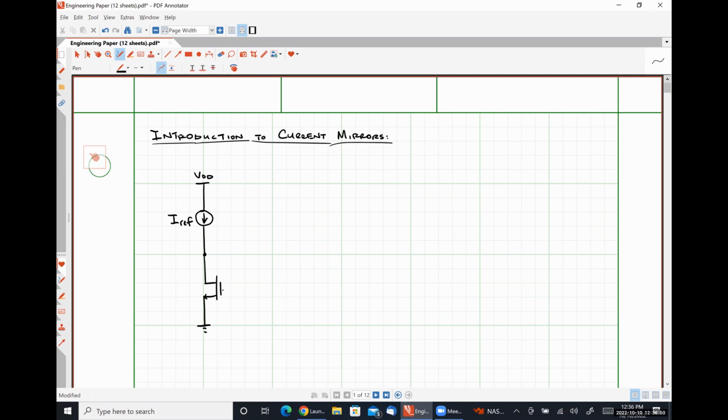MOSFET, where the phrase diode connected means in this case that I am tying the drain of transistor M1. So here is the drain of one, here is the source of one, and here is the gate of one. And the drain and the gate are tied together. Let's call this M1. And this part of the circuit is effectively a MOSFET voltage source, right? So our reference current forces some amount of current to flow through this transistor M1, because we know that none of it can branch off and flow through the gate, at least at a DC level.